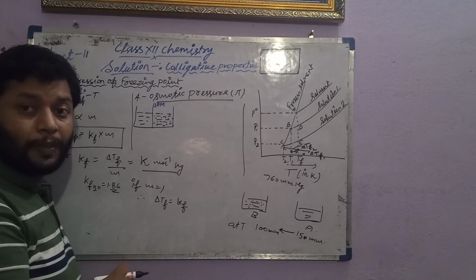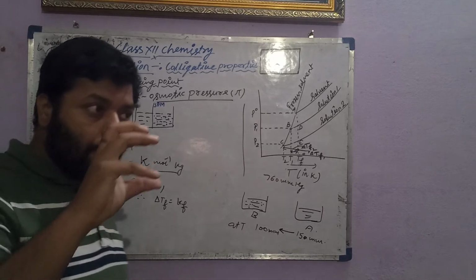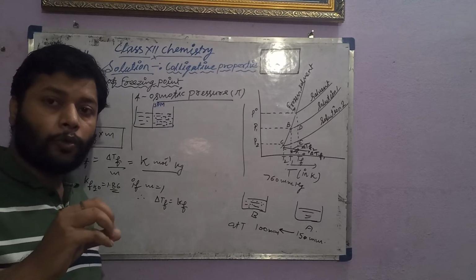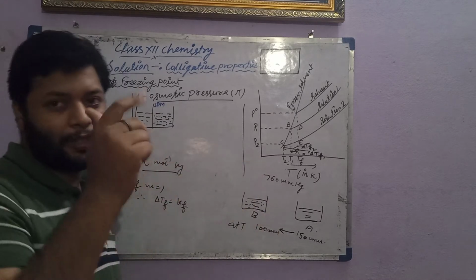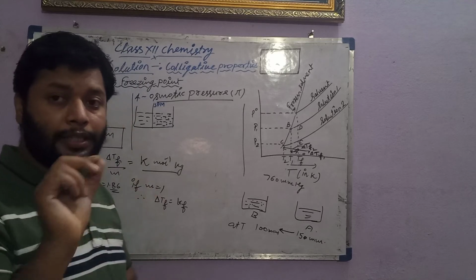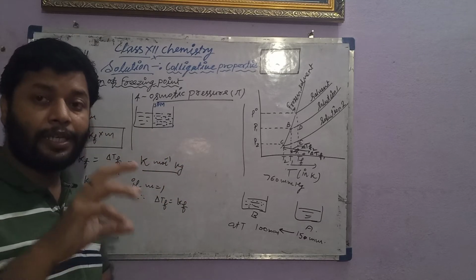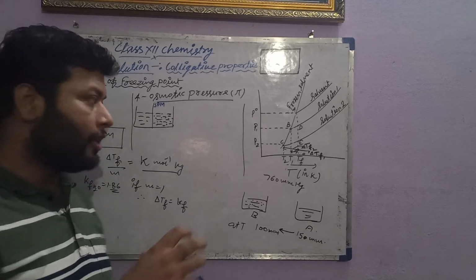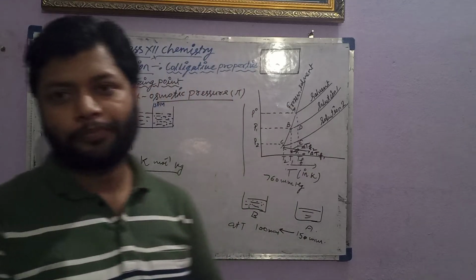That is called osmotic pressure, but it can be defined as the minimum pressure which just stops the flow of osmosis. The minimum pressure in a solution which just stops the flow of osmosis when two liquids of different concentration are separated by an SPM is called osmotic pressure. So osmotic pressure is just a pressure which stops the flow of osmosis.